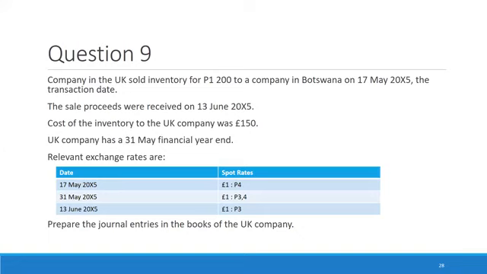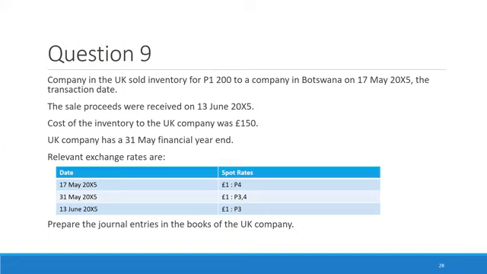We're then given a table in terms of the relevant exchange rates for each of those important dates. So again, similar to our previous example, we've got firstly the transaction date being the 17th of May. Then we have the year end, the 31st of May. And then we have settlement date being the 13th of June. The requirement tells us to prepare the journal entries in the books of the UK. So the UK is the company that is in fact selling the inventory.